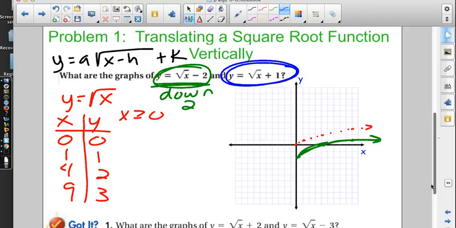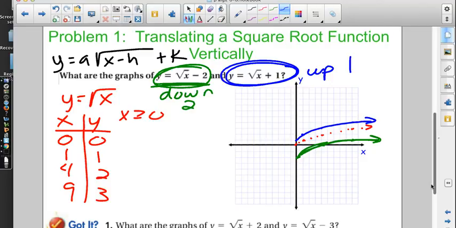Where are we moving that one? That's it. Up 1. So you go back to the original, which was our shape, and you move everything up 1. Piece of cake. Why is it a piece of cake? Because we had the shape. We knew what the square root of x looked like.